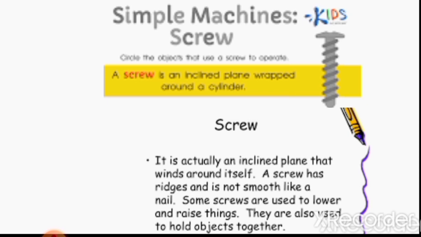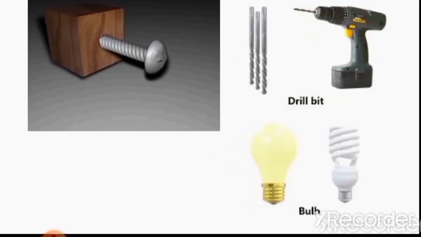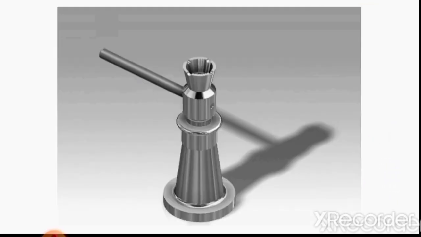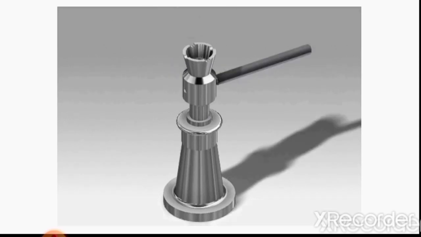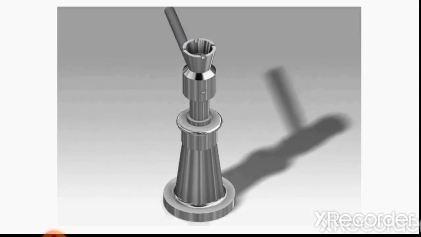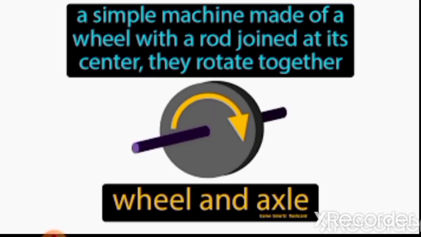The next is the screw. The screw is an inclined plane that winds around itself, that wraps around itself. A screw is usually not smooth. It is usually used to raise and lower objects. Examples are drill bit, bulb, and so many others. We all know a screw jack, right? This is an example of a screw jack that's used in cars. Also, a wine opener is an example of screw.